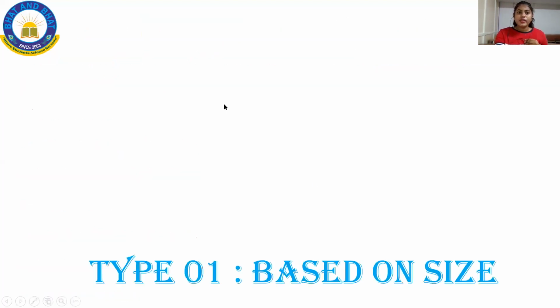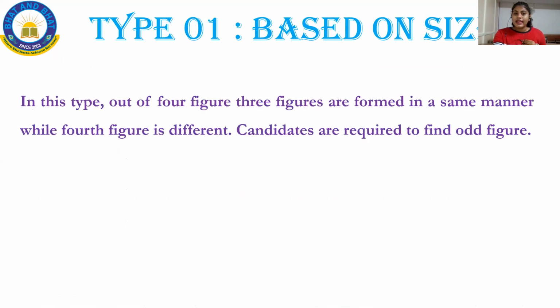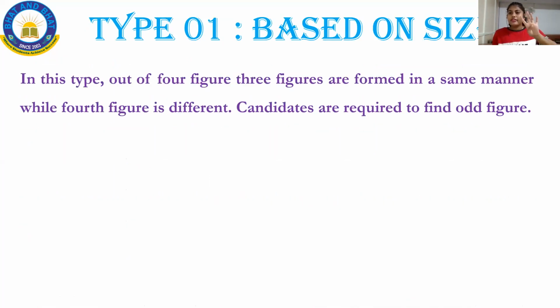So students, listen to me. Type 1. What is that? Based on size. Here also they will give 4 figures. In that, 3 will share one size and 1 will not. It may be anything: option 1, option 2, option 3, option 4. Candidates is nothing but students, you who are going to write the exam. Your work is to take out the one which does not belong to the group. That is based on size.